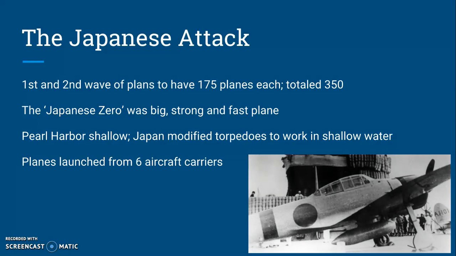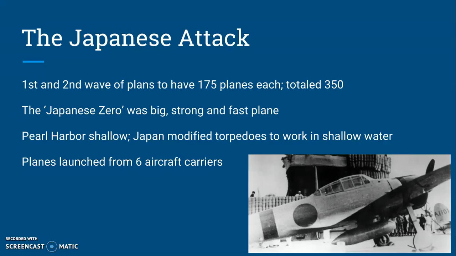So now more into detail with the Japanese attack. Only 2 waves ended up being sent by the Japanese, which we'll find out why in a few minutes. Those 2 waves had about 175 planes in each, which totaled 350 for the attack. The Japanese plane used was the Japanese Zero. It was a big, strong, and fast plane for its time. Japanese were advanced in the aircraft department.